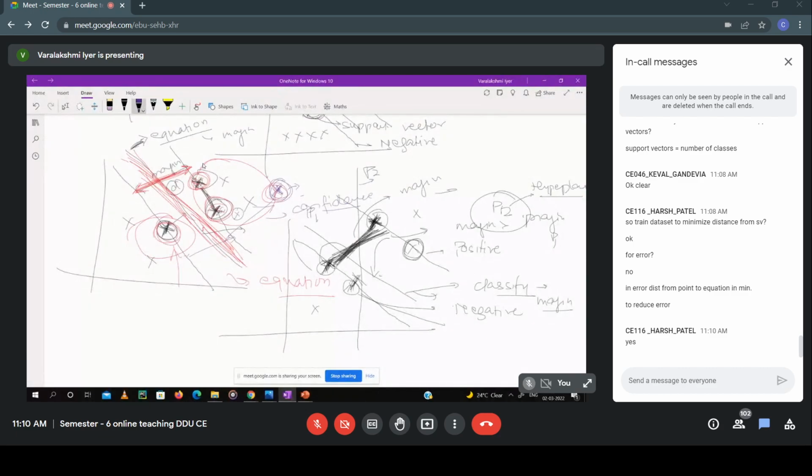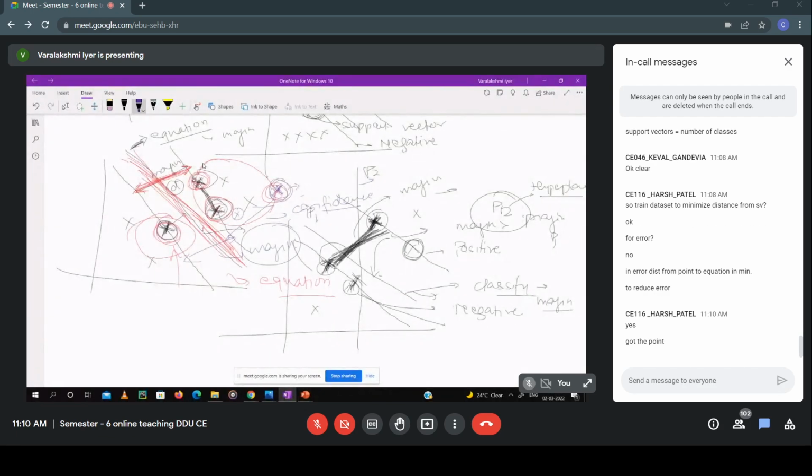That is why our main idea is to maximize the margin distance, so that the confidence of classifying new data points in the appropriate class is highest. Are you getting the point now? Yes or no? Okay. So that is the main idea in the case of support vector machine.